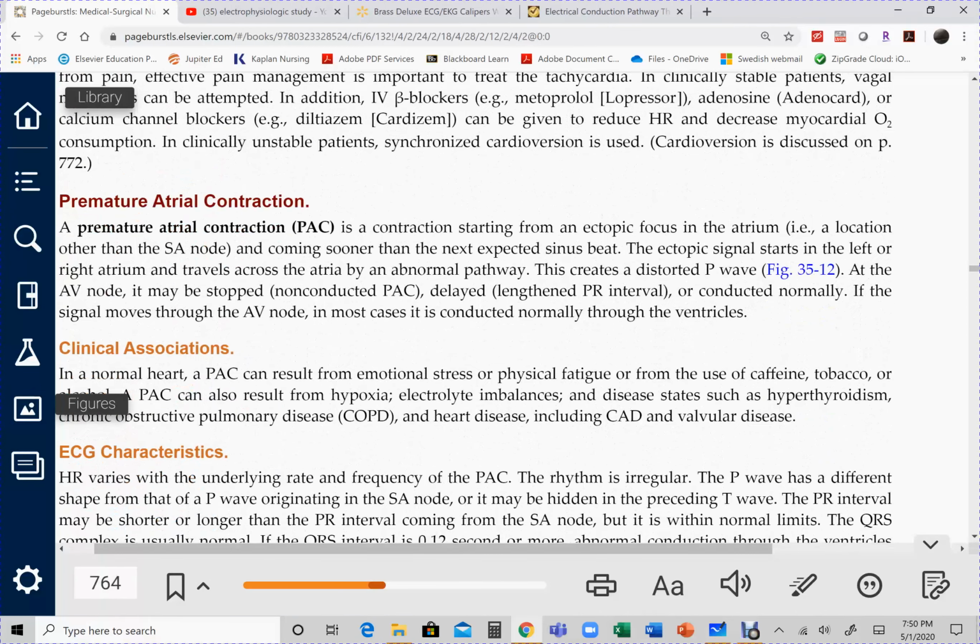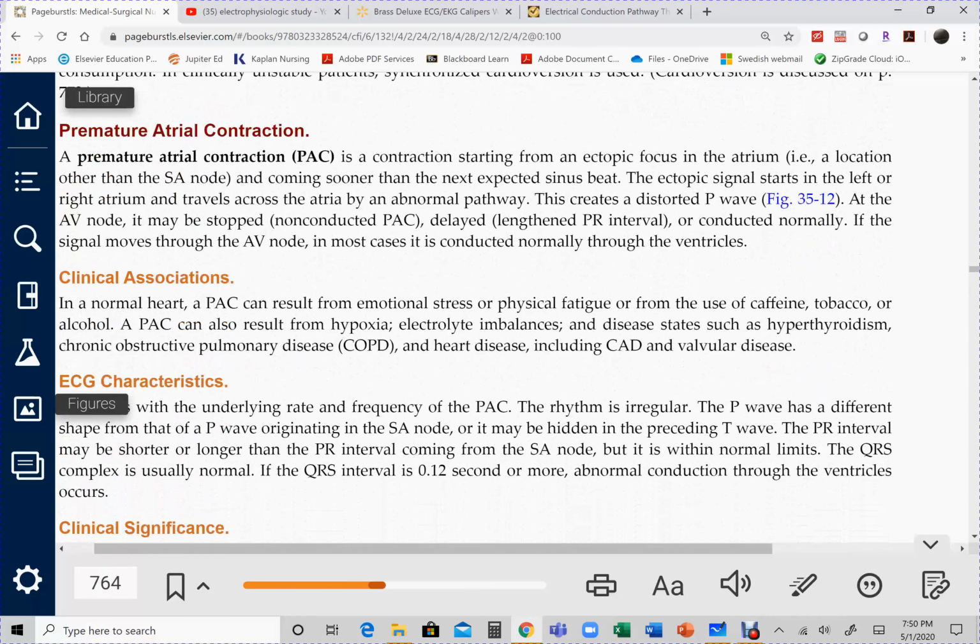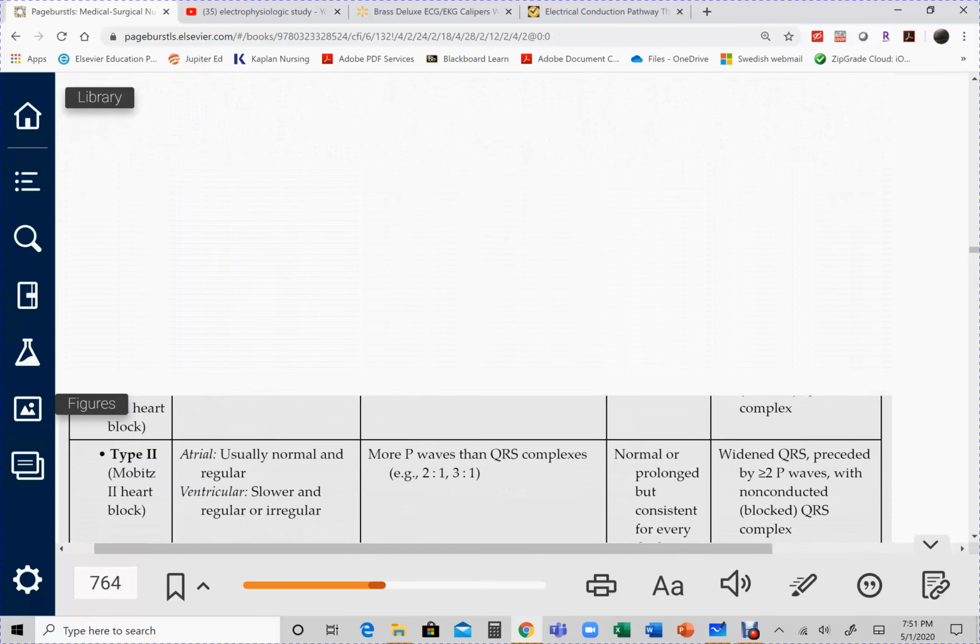I will point out a few things though. So this is a PAC. I'll just go faster. PAC, here is your PAC.